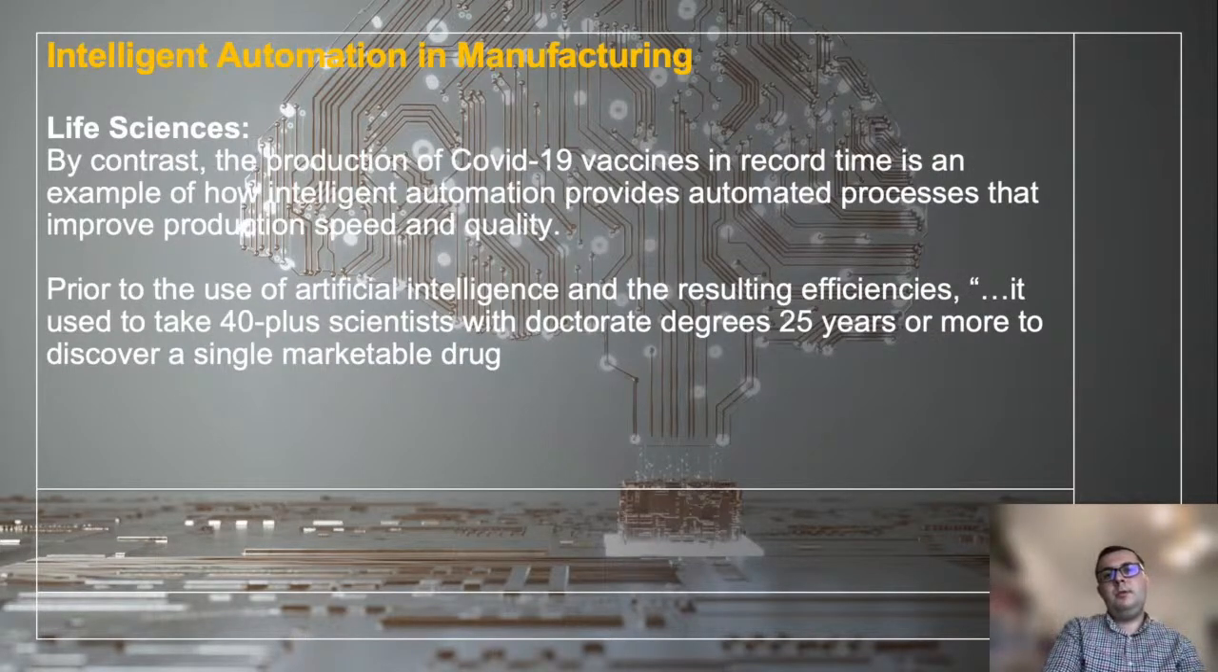But by contrast, the production of COVID-19 vaccines in record time is an example of how intelligent automation provides automated processes that improve production speed and quality. And prior to the use of artificial intelligence and the resulting efficiencies, it used to take 40 or more scientists with doctorate degrees 25 years or more to discover a single marketable drug. So as we can see, the intelligent automation has many important uses in the society.